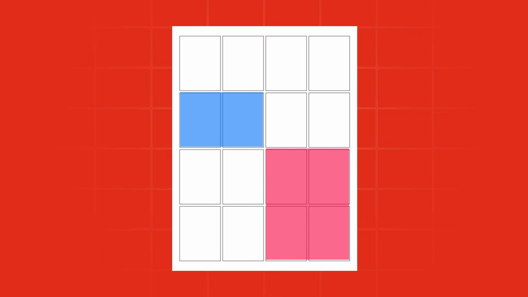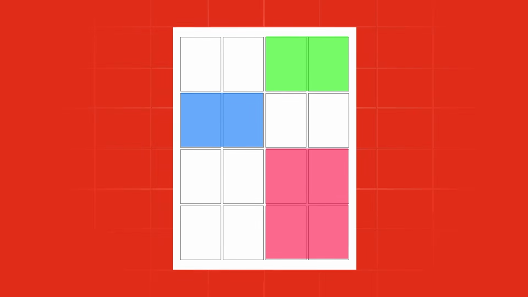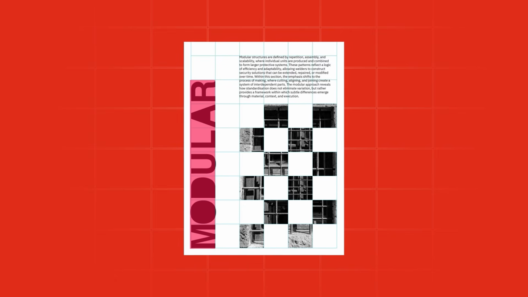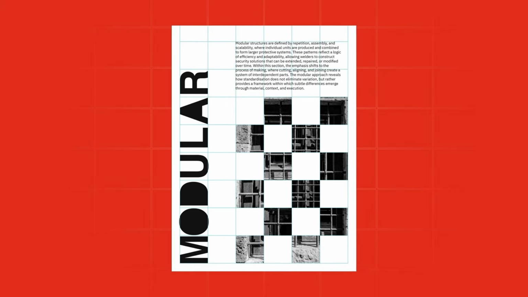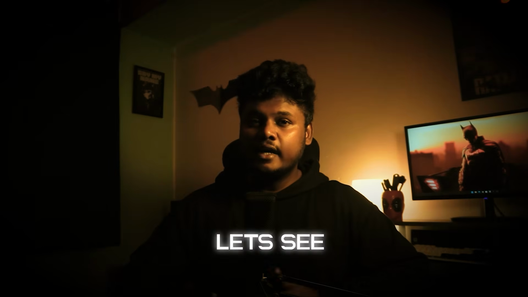Modular Grid. A modular grid is a layout made in equal boxes or sections called modules. Think of it like a chessboard. Each box helps you to place text, images, or shapes in a very clean and structured way. For example, in a magazine layout, a few boxes can hold a headline, another few can hold an image, and another can hold text. It keeps everything organized and balanced. Now let's see how to create it.